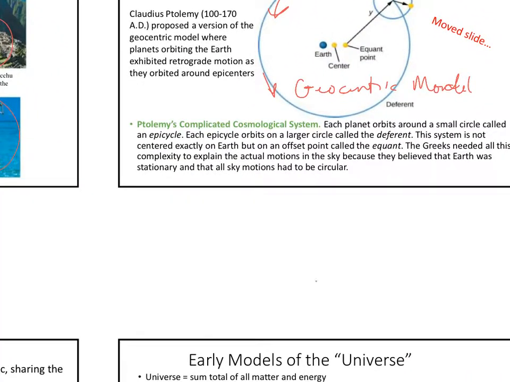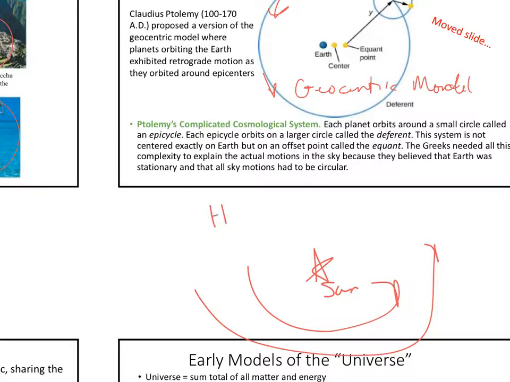But then the heliocentric model, which is the real deal, I'll just make it right here, that's the sun. And of course we have the planets orbiting the sun. So this is heliocentric. Helio meaning sun, centric meaning center.